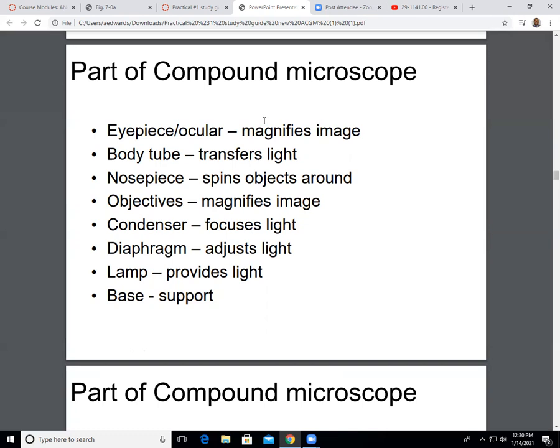All right, now that we've talked about types of microscopes, let's talk about the parts of microscopes. So you have different parts to a microscope. You've got an eyepiece or an ocular. It's what you look through. It magnifies your image. You have a body tube, which transfers light.